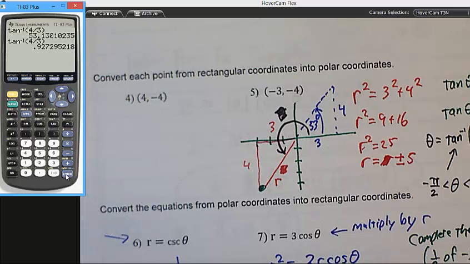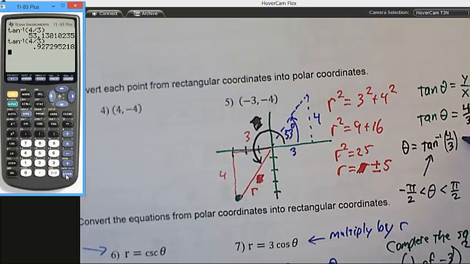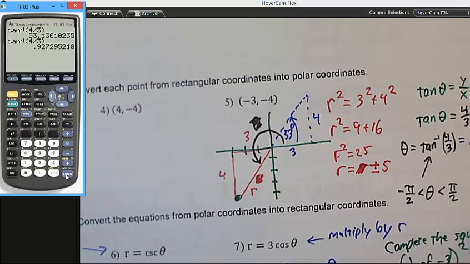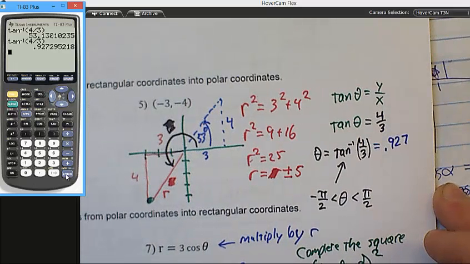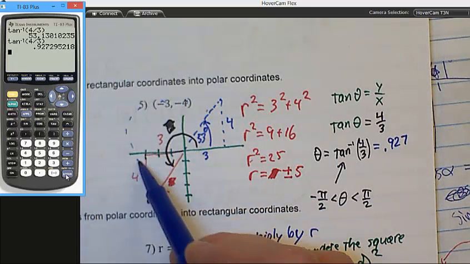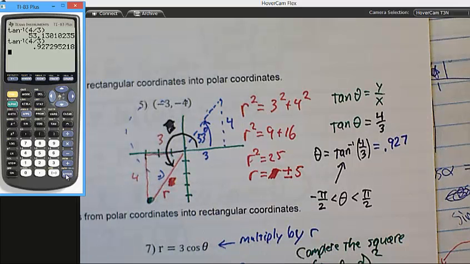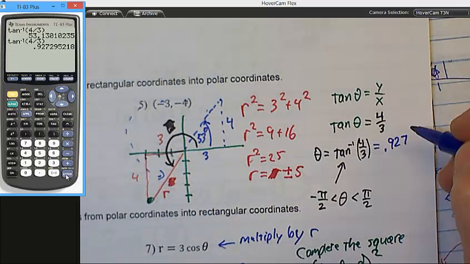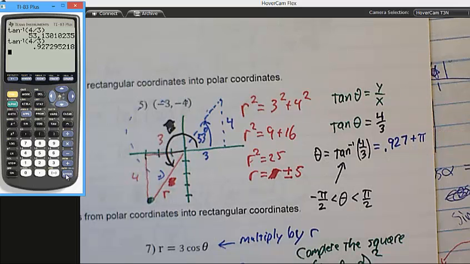So my theta here is approximately 0.927. But if I want to get the right answer, what else do I have to do? Take that and add what to it? If you add pi to this, because we know pi radians is the same as 180 degrees, now you'll get theta. Do you see that? That's one way to do it.